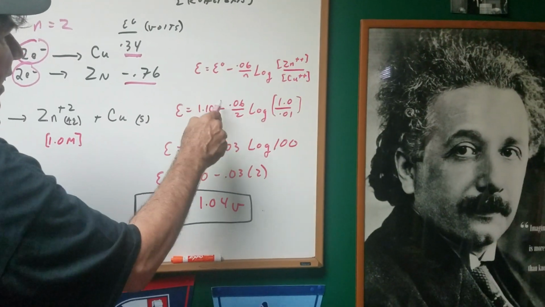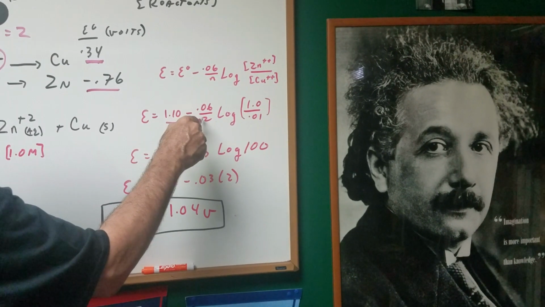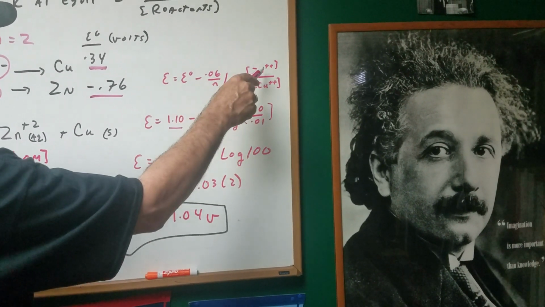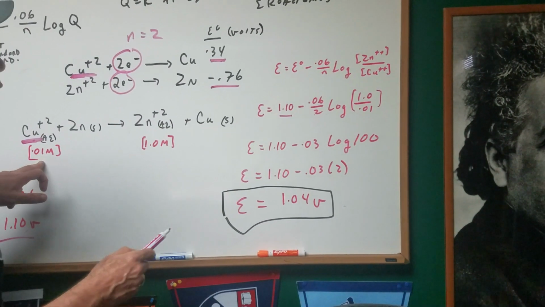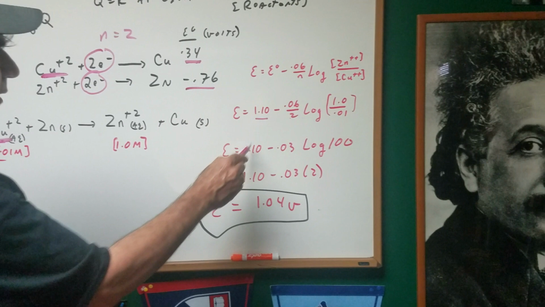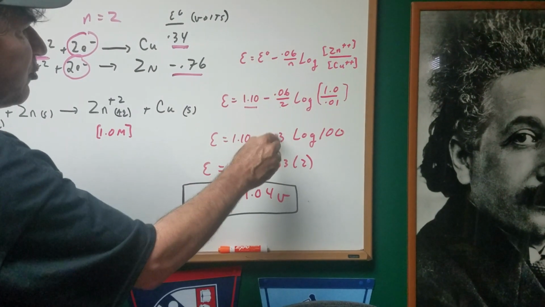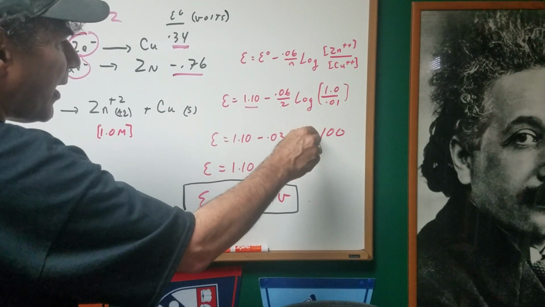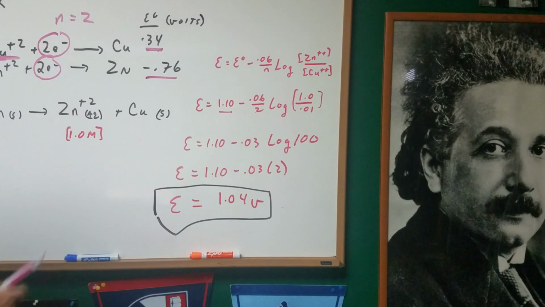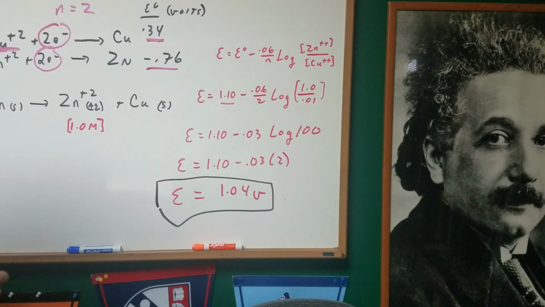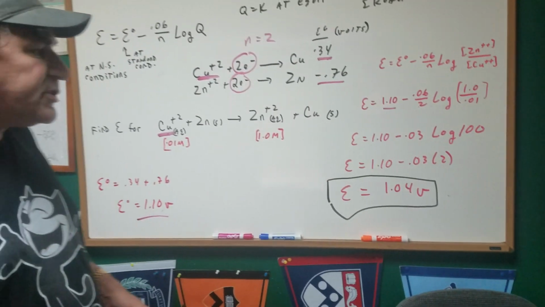So we're going to plug in. We know the E0 is 1.10. We just calculated it. There's the 2. In the log, we know the zinc is 1 molar from here. We know the copper is 0.01. Bring it down: 1.10, 0.06 divided by 2 is 0.03. 1 divided by 0.01 is 100. Log of 100 is 2. I show you very clean work. The arithmetic works out to 1.04 volts.